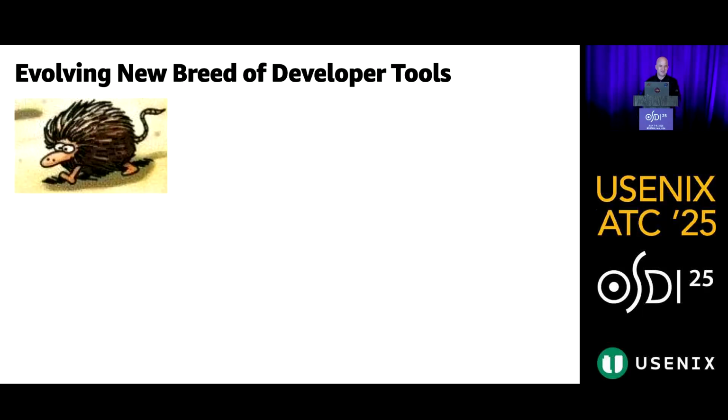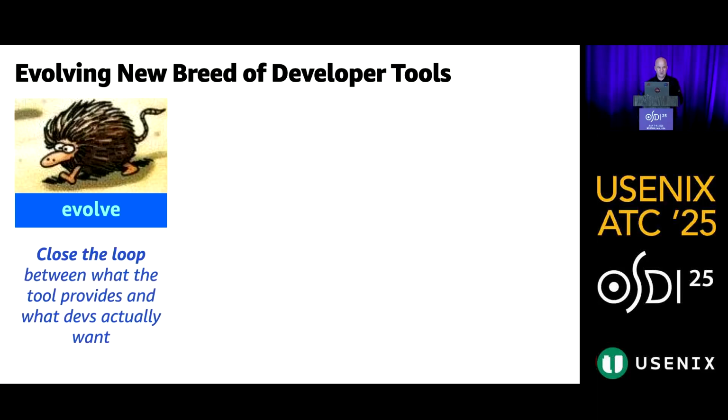So this talk is structured around what I think is a pretty effective recipe for evolving software development tools and just getting a whole new breed of these tools. It consists of 3 parts. The first is evolve. So we're going to evolve the tool in a way that actually closes the loop between what the tool provides and what developers actually want. And this will become more clear very, very soon, what I mean. Right? In essence, what I mean is tool plus plus. Not to be confused with C++.